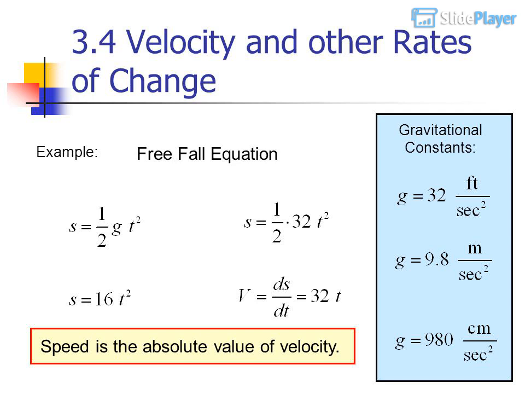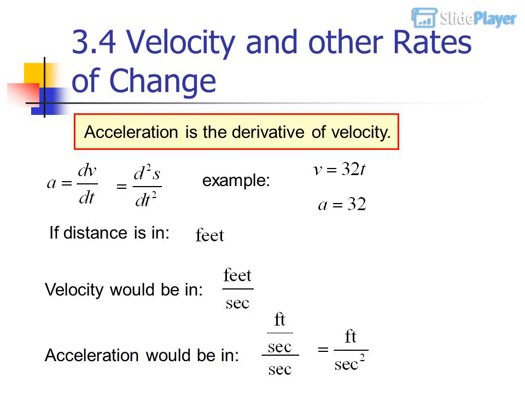Gravitational constants. Example: free fall equation. Speed is the absolute value of velocity. Acceleration is the derivative of velocity. Example: if distance is in feet, velocity would be in feet per second. Acceleration would be in feet per second squared.